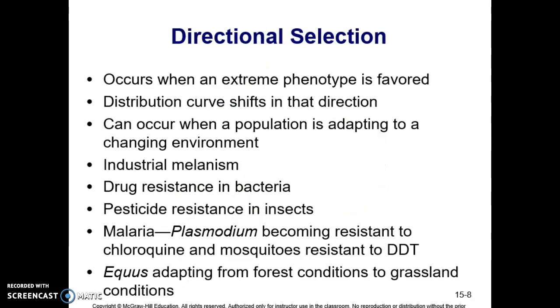Directional selection, I think, is pretty easy to understand as well, and that's because one of the extreme phenotypes is favored. Okay, and so this kind of shifts the bell curve to the right or to the left. This is usually seen when the environment is changing, right?